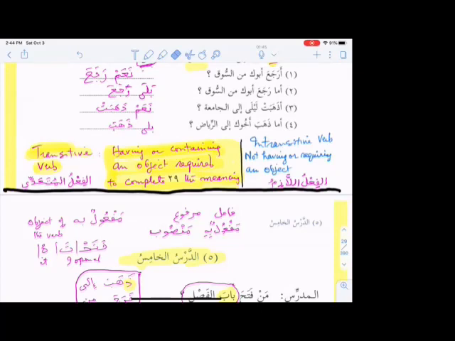Now, if I say Muhammadun hit, the question is, to whom did he hit? To whom did he hit? So then we can say Daraba Muhammadun al-walada. He hit the boy. Okay, so now the sense is complete.